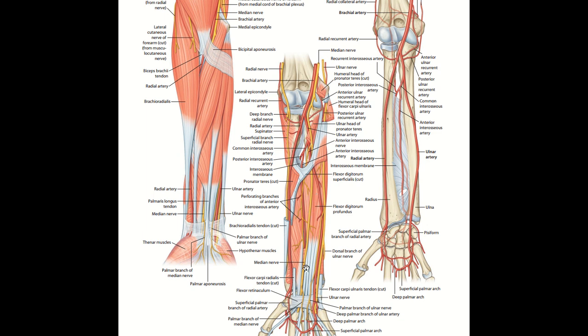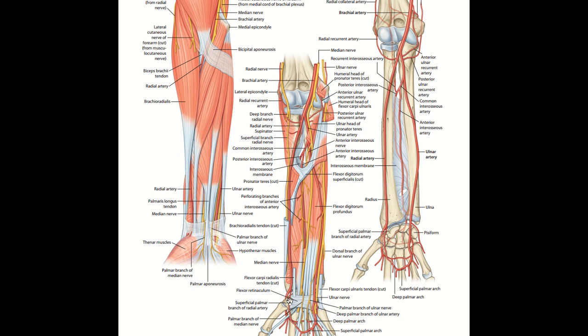The median nerve supplies most of the muscles in the forearm, except for the medial portion of the flexor digitorum profundus and the flexor carpi ulnaris. The median nerve actually gets into the hand by passing behind the flexor retinaculum, right, between the fibers of the flexor digitorum superficialis and the flexor carpi radialis, right?